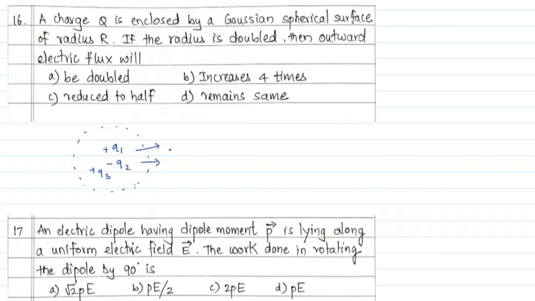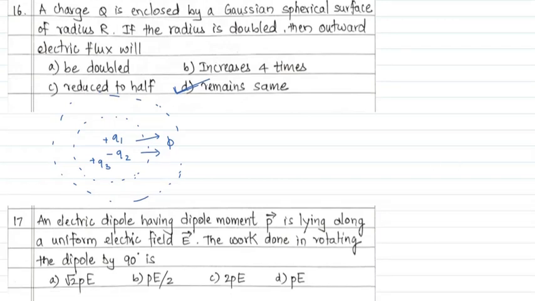So the outward flux: even if the surface increases or decreases, the flux coming out of this remains the same. So it does not depend on the size. The flux remains the same. It just depends upon the charges that it is enclosing. It depends upon the charges enclosed by the Gaussian surface.